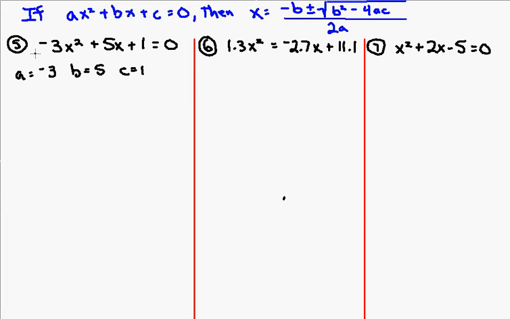The equation negative 3x squared plus 5x plus 1 equals 0 fits the form ax squared plus bx plus c equals 0, with a being equal to negative 3, b being equal to 5, c being equal to 1. So therefore x is going to be negative 5 plus or minus the square root of 5 squared minus 4 times negative 3 times 1, all over 2 times negative 3.